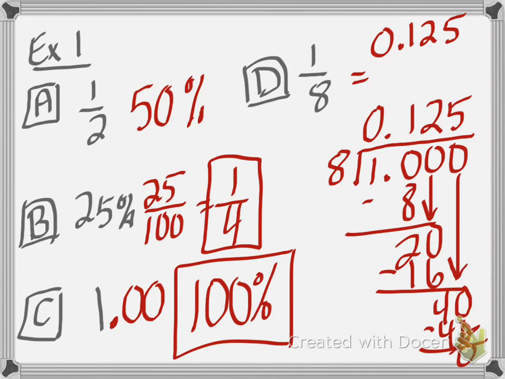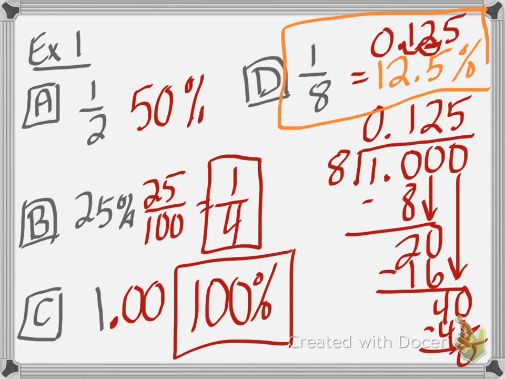So my decimal is 0.125. Now that's not out of 100. This is the hundredths place. It goes tenths, hundredths. So in order to convert it to a percent, I move the decimal twice. Now my answer as a percent is 12.5%. So 1/8 is 0.125, which is 12.5%.